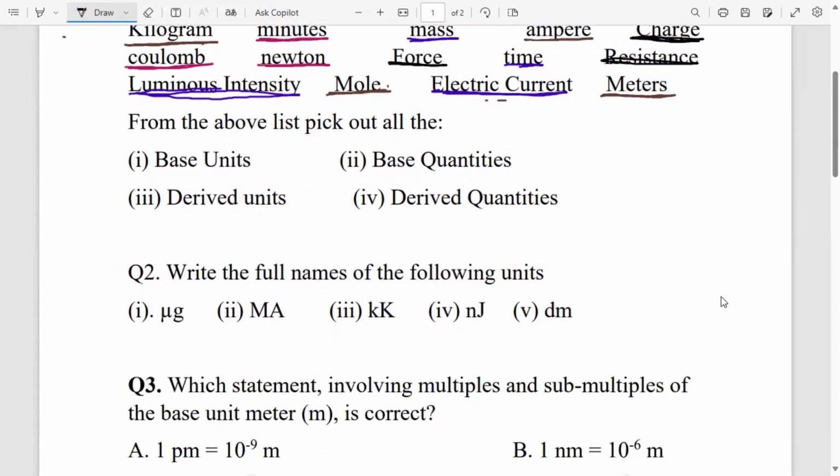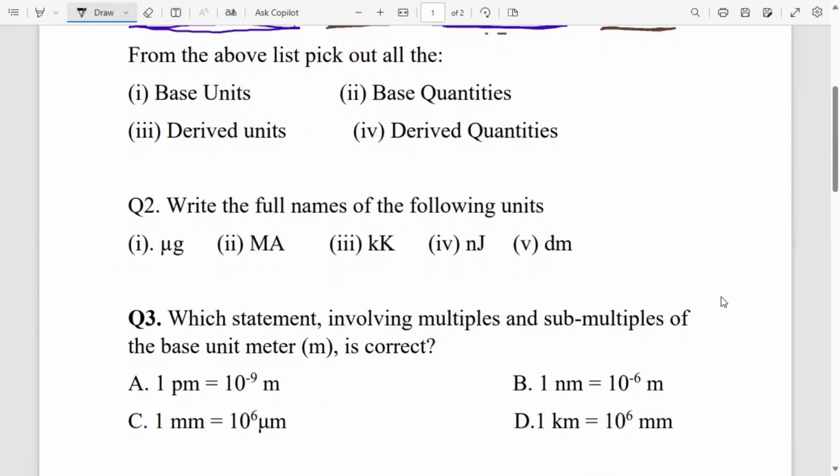Okay, so that's all on allocating these quantities that we've been given into their respective categories. So that's question one. We can go to question two, which is saying write the full names of the following units. So we've been given these units, and we're supposed to provide the full names.